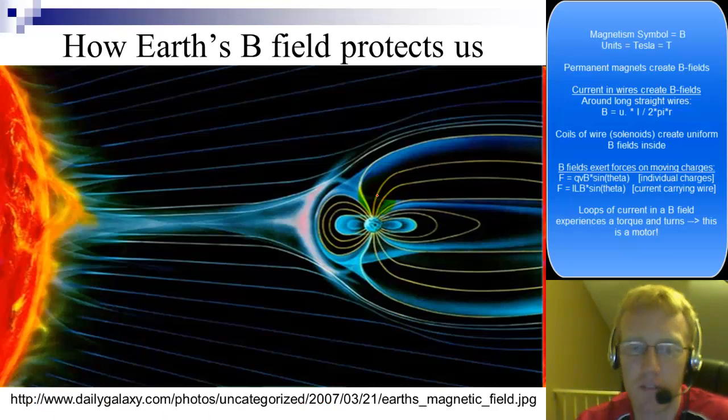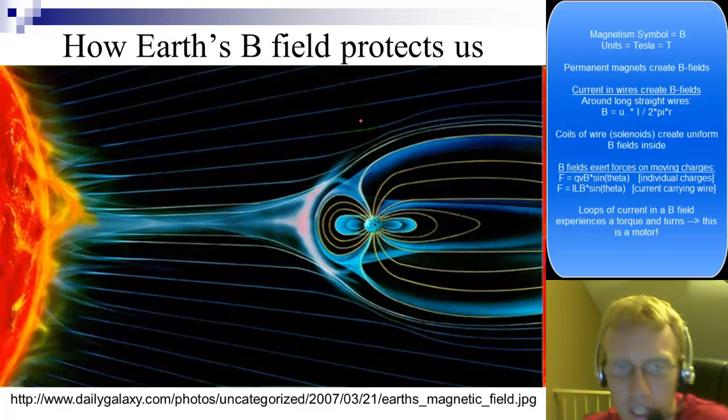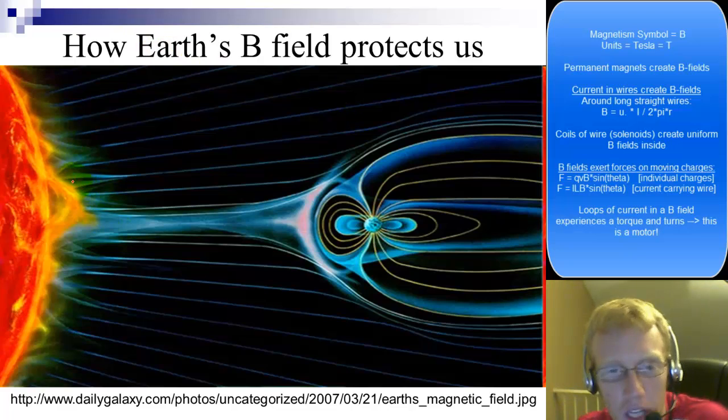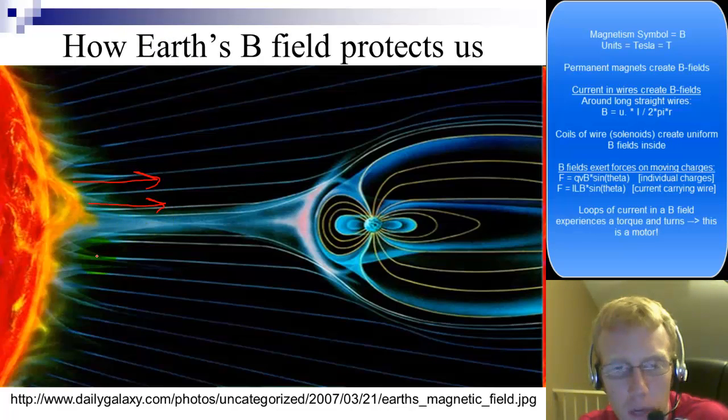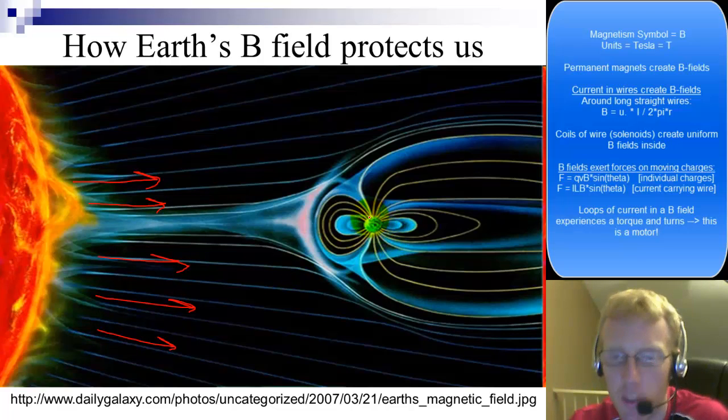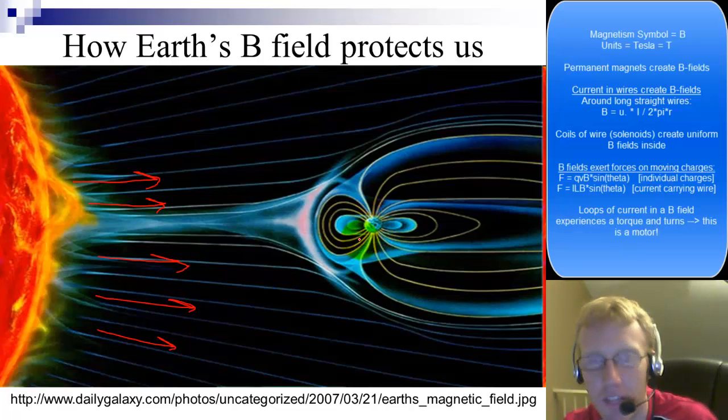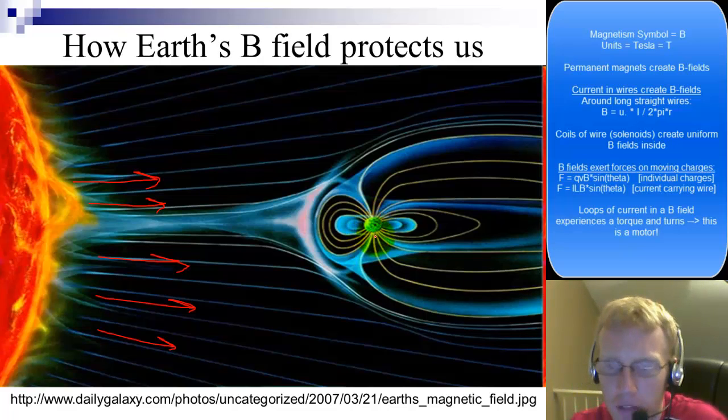Alright, now for something really fun and cool. How does Earth's magnetic field protect us? Well, coming off of the sun, you've got a ton and ton and ton of charged particles that are getting thrown out from the sun. All these charged particles that are headed towards Earth would hit us if they weren't deflected or diverted away. But because the magnetic field comes out of the south and goes into the north, you've got magnetic field lines that are pointing upward right here.